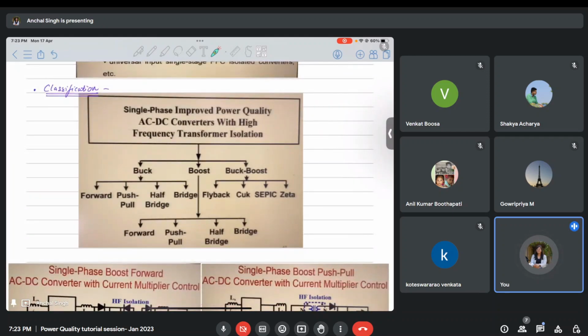If you look at the classification of these transformer isolation based converters, they are again categorized into buck, boost and buck-boost. Based on the buck derived, there are forward converter, push pull converter, half bridge converter, and bridge converter. And again, these categories are present in boost also. For buck-boost, there is flyback, Cuk converter, SEPIC converter, Zeta converter. These are again only a very few converters that are discussed here. A lot of topologies are available, and the only thing you need to learn from these lectures is how to analyze them, and the standard procedure will remain almost the same for all the circuits. So you can practice from the lectures.